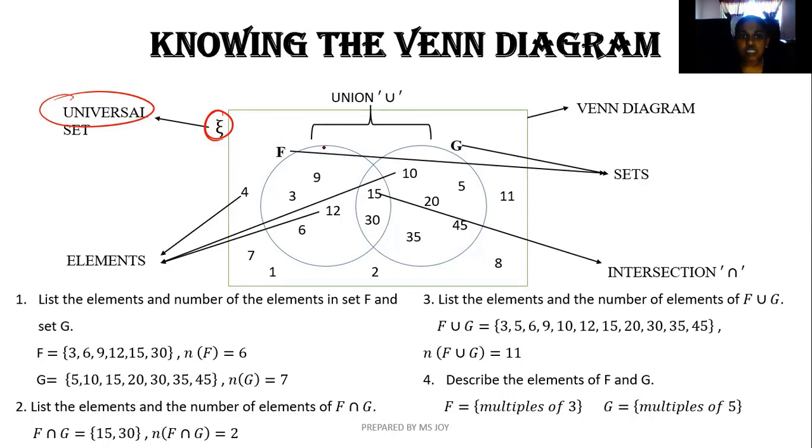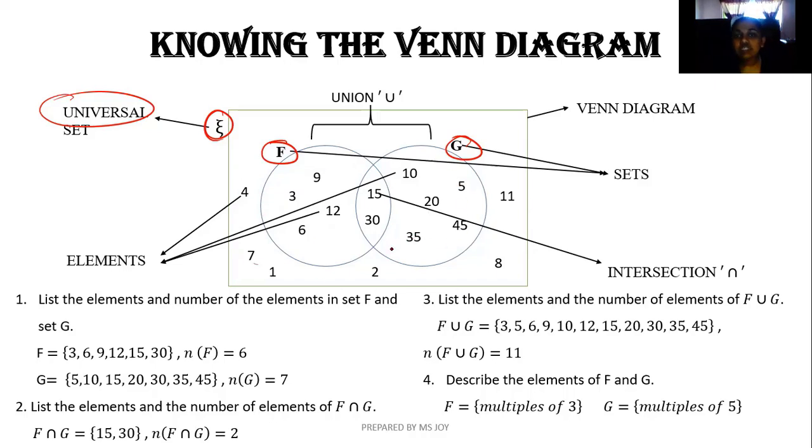The first thing is the blue circle. That is called a set. So set F and set G. Under set F and set G, in the entire diagram we can see a few things, which are known as elements. We call them elements. What kind of elements? The elements inside the sets and the elements outside of the sets.